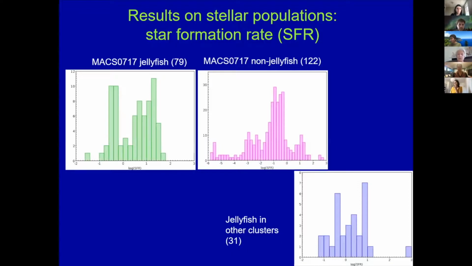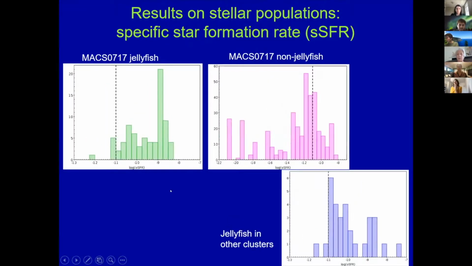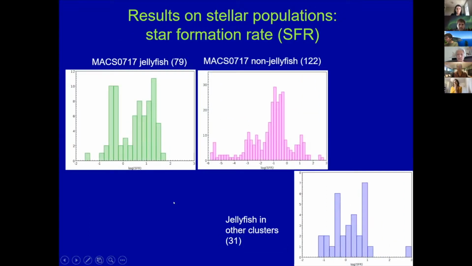So here on the left, you have the 79 jellyfish of MACS J0717. You can see that the star formation rate is between -1 and 1 point something. And you can see on the right, the pink histogram corresponds to non-jellyfish. So you can see that it's much more spread, and you have much smaller star formation rates in a number of galaxies. And for the other galaxies, the histogram in blue shows that the star formation rate is more or less comparable to that in MACS J0717.